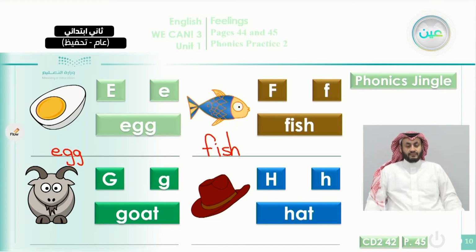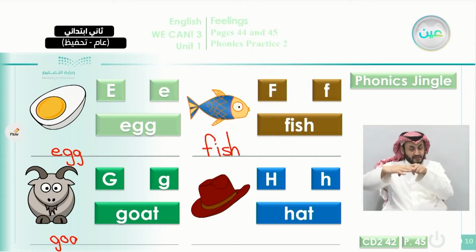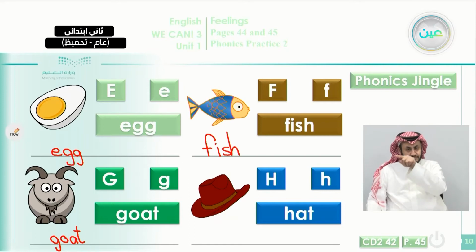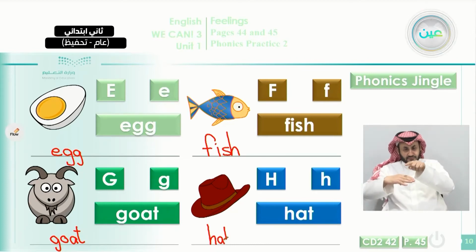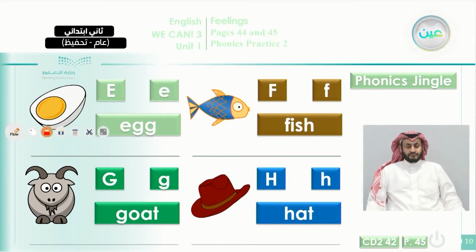Okay, we have also goat. We can write goat in this way. As we said, the G goes down like this. O in this way, A and T. Okay, and the last one here we have hat. We can write hat in this way, H, A and T. Okay, let's move to the next slide now and have 4 more letters from page 45.